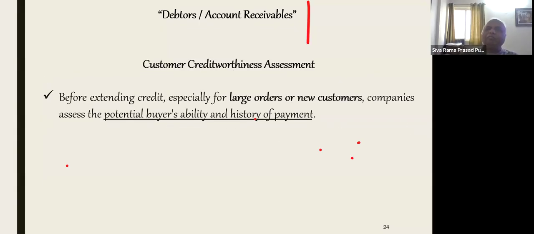Customer creditworthiness assessment. Before extending credit, especially for large orders or new customers, companies assess the potential buyer's ability, history of payment, etc. Then only will they give credit. Otherwise, they don't simply sanction the loans.